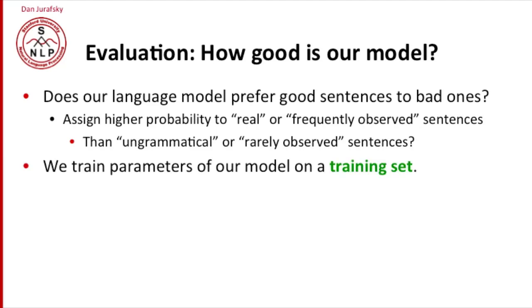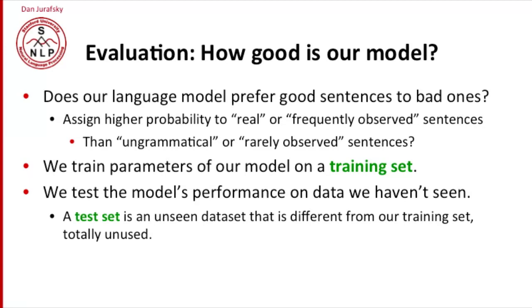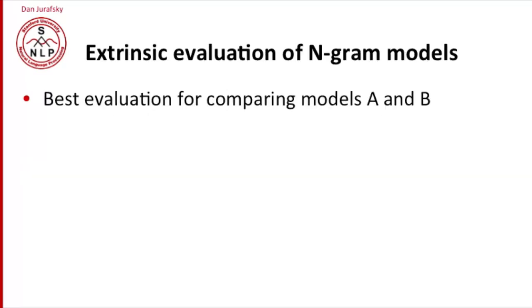Now we train the parameters of a language model on a training set. And we test the model's performance on data that we haven't seen. So we have some training data and some unseen data. This unseen data is called a test set, and we want it to be something that's not the same as our training set, totally unused, we've never looked at it before, and that will be a fair evaluation of our model. And then we'll need an evaluation metric that tells you how well your model does on this unseen test set. So what are these evaluation metrics?